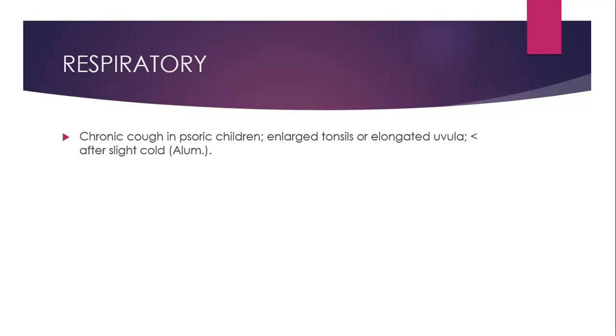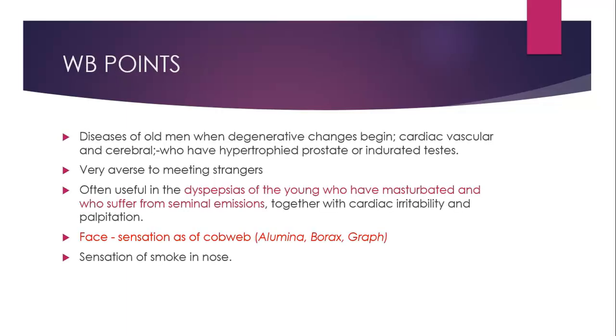In respiratory, again chronic cough in psoric children, enlarged tonsils or elongated uvula. Okay, so that is something to be remembered. Okay, some patients definitely come complaining of elongated uvula, and which is why they get a very hacking kind of cough. Aggravation after slight cold, also you have Alumina. From Baryta, I think important symptoms are mentioned. Yeah, sensation as of cobweb on face. The other remedies are Alumina, Borax, Graphites.